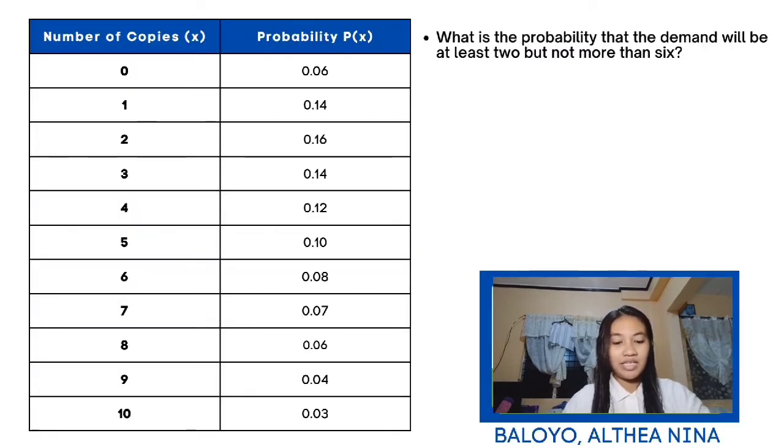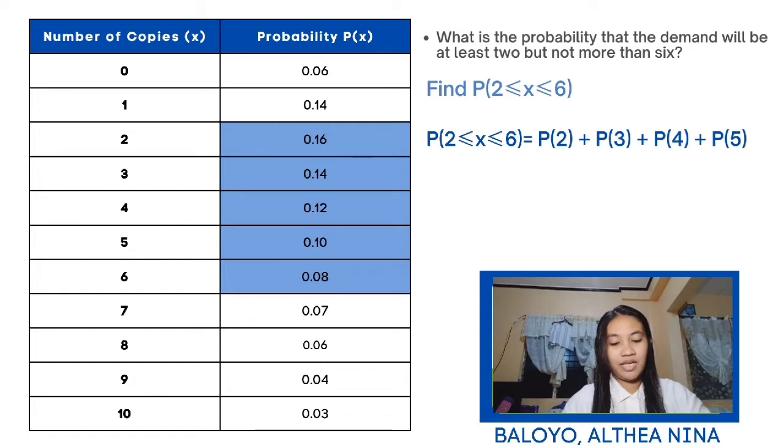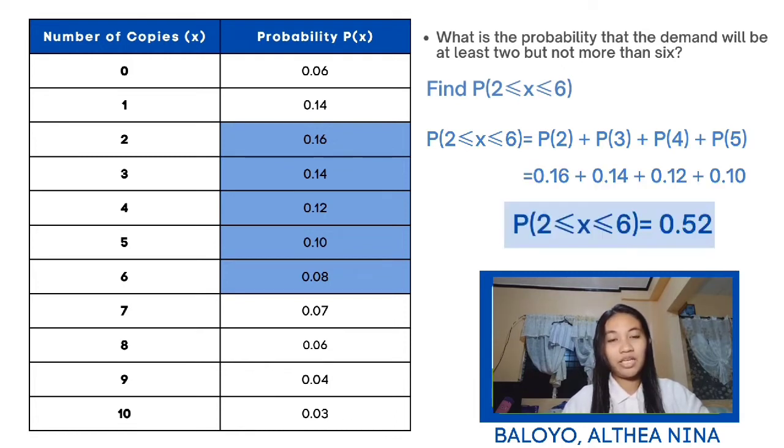Similarly, the second problem will also be based on the table. Now we have to look for the probability of x that is more than or equal to 2 but less than or equal to 6. Adding the highlighted probabilities of 2 to 6 copies, 2 should be the least and 6 should be the most, we will then get the probability of 0.52.